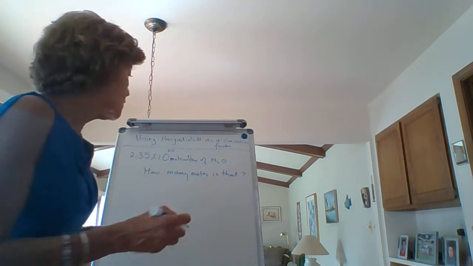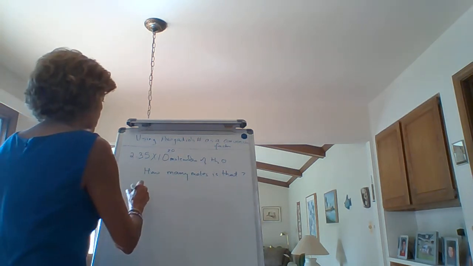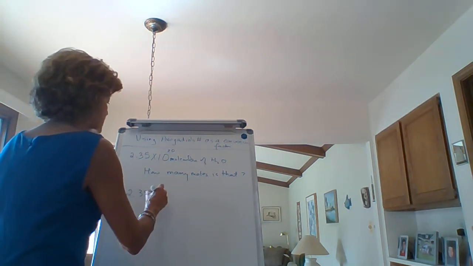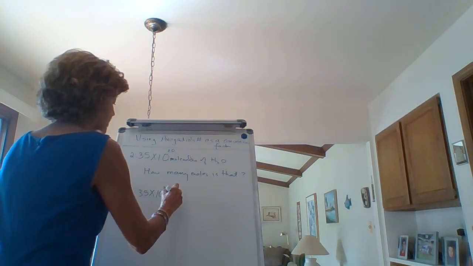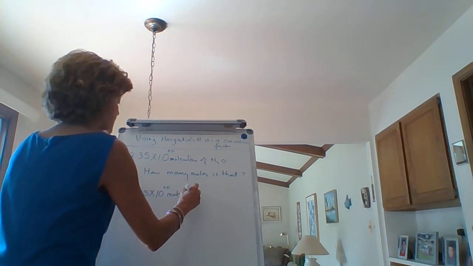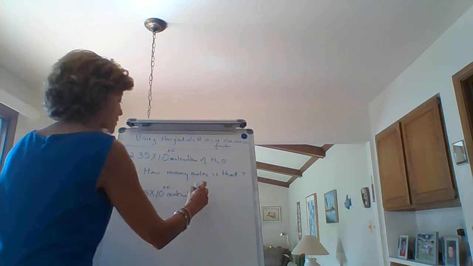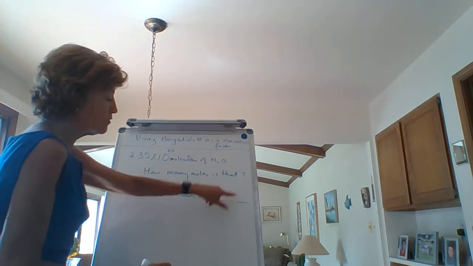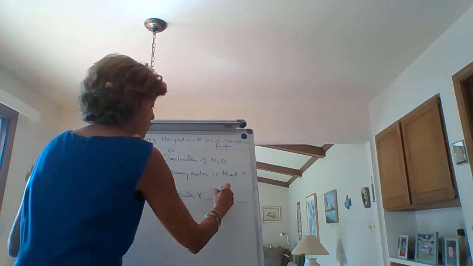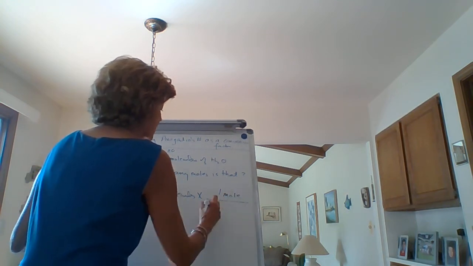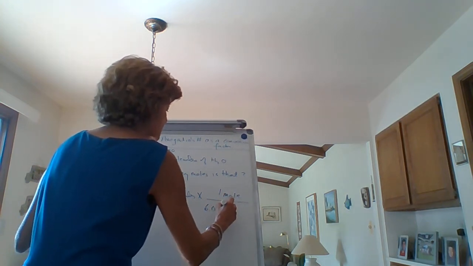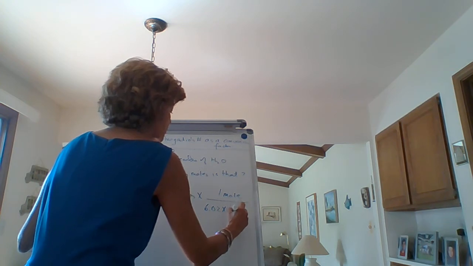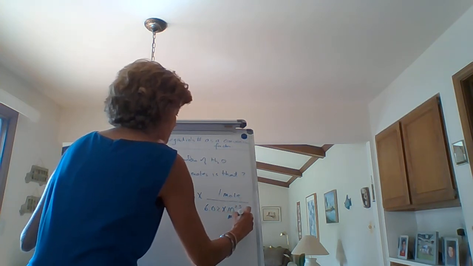Okay, so we're going to write 2.35 times 10 to the 20 molecules of water, but that's okay if we don't write that. And what are we going to cancel? We want to cancel out molecules and we want to end up with moles. So we go 1 mole is 6.02 times 10 to the 23rd molecules.